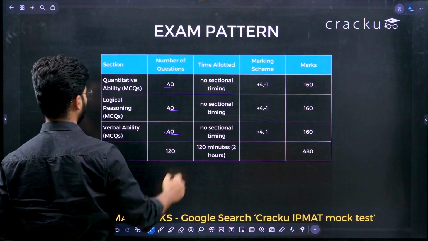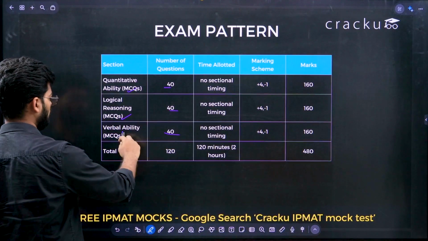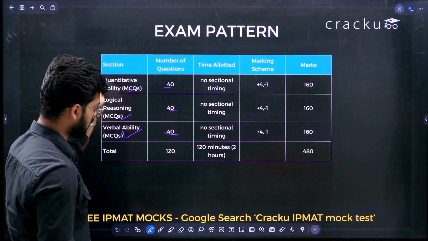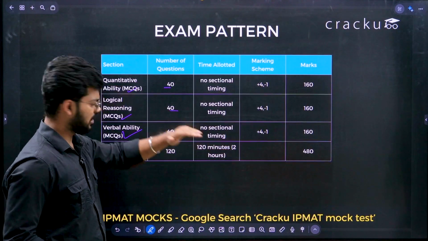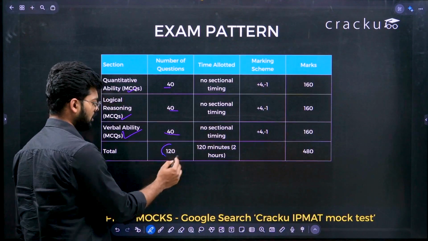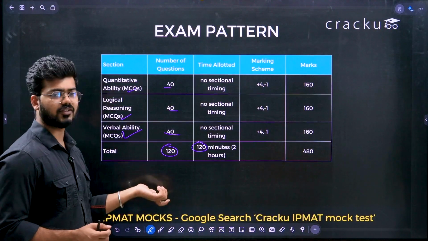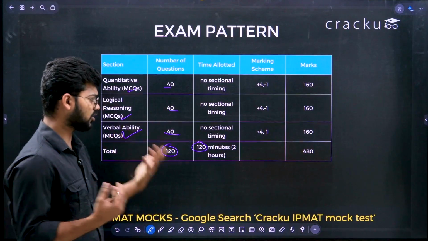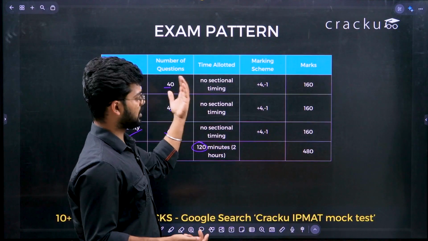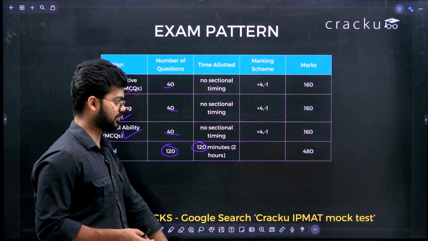40, 40, 40 questions in MCQ of quants, MCQ of logical reasoning, MCQ of verbal ability. 40 questions each. No sectional timing, but the total duration of the exam is 120 minutes. If you see, 120 questions, 120 minutes. So this is relatively on the easy side as compared to IIM Indore. Cutoffs also say that, right? So the marking scheme is +4 -1, +4 -1, +4 -1.